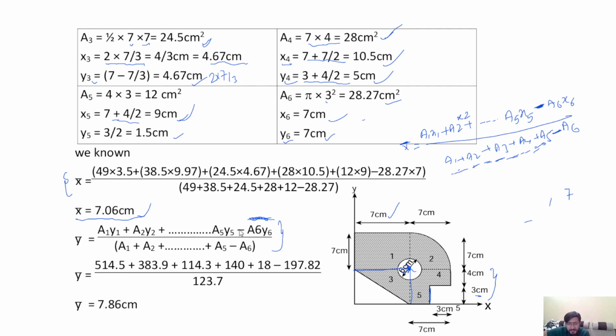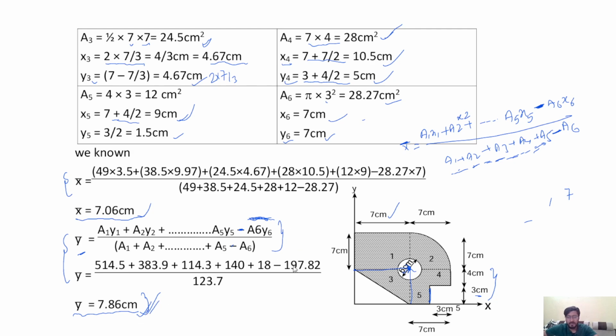That's why there is a negative sign before a6. After putting the values of a1, y1 in this equation and calculating them, the centroid of the figure, that is y bar, equals 7.86 centimeter. In this way, you can determine the centroid of the composite area.